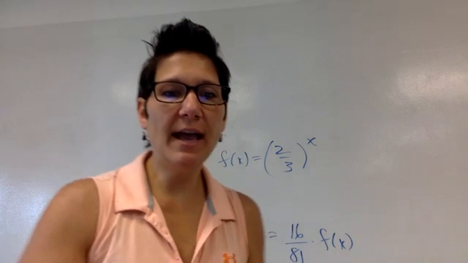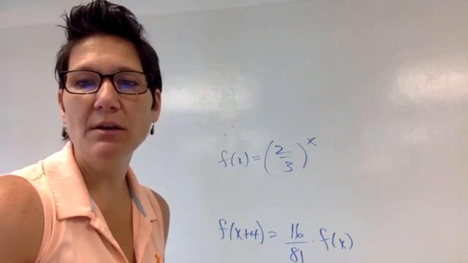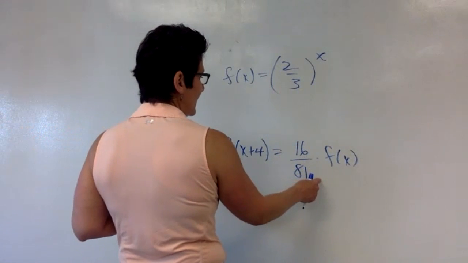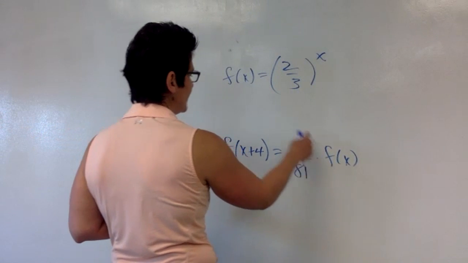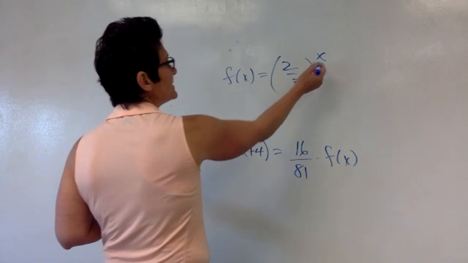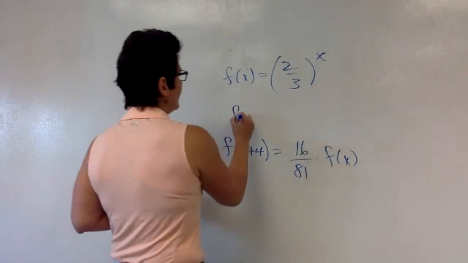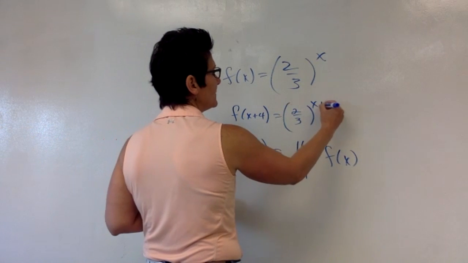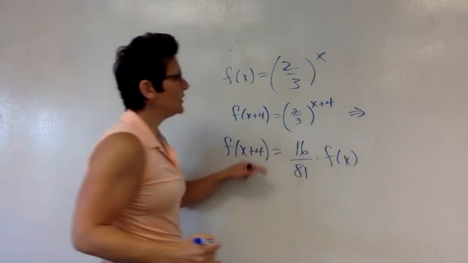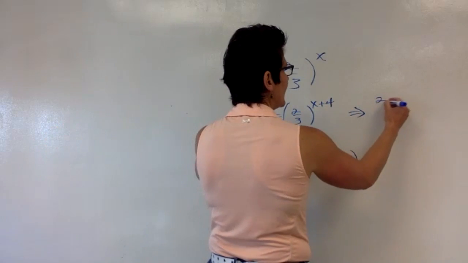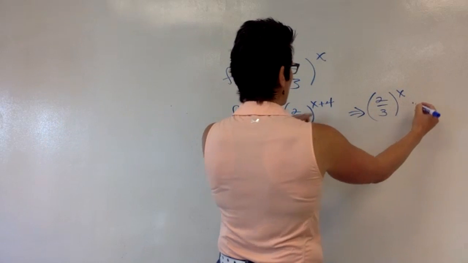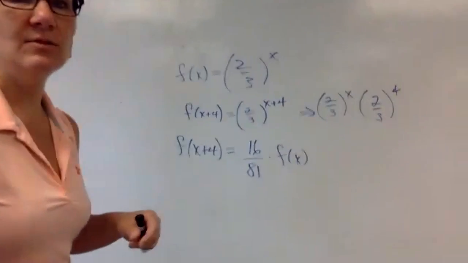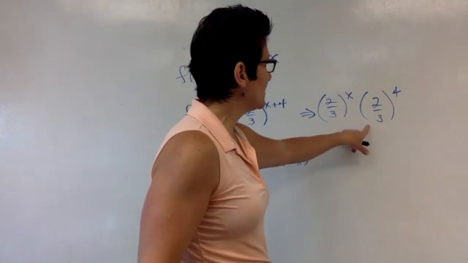So we're not solving for x. We are literally just using function notation to see if what we've got is what we've got. So if this is 2/3 to the x, and this is going to be 16 over 81 times f of x, then f of x plus 4 means we're going to take this, and that's going to be 2/3 to the x plus 4. So again, if we use our laws of exponents, we can rewrite this as 2/3 to the x power times 2/3 to the 4th power.